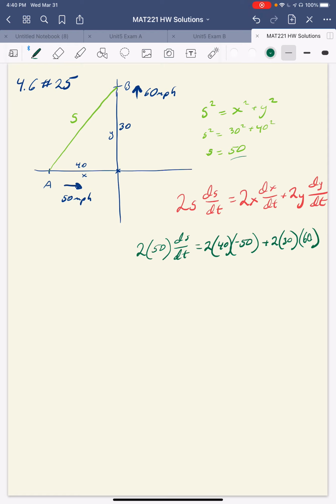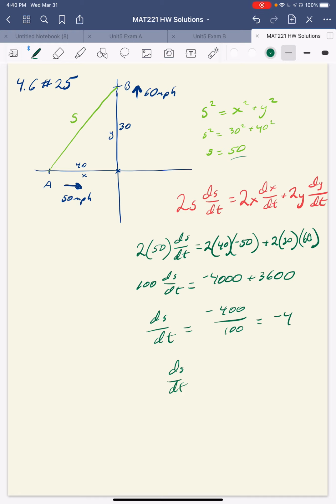Okay. And so this would give me 100 ds dt is equal to, let's see, what do we have here? Negative 4,000 plus 3,600. And so then ds dt is equal to negative 400 over 100, which is negative 4. And our units would be ds dt is negative 4 miles per hour.